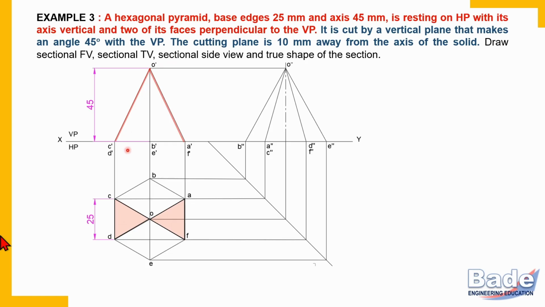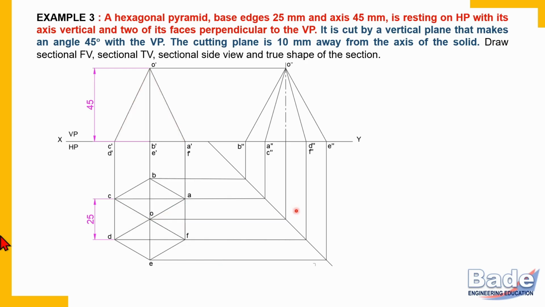Now listen to a statement I am making here, and remember, if a surface has an edge perpendicular to VP, then it means the entire surface is perpendicular to VP. One second, listen. If a surface has an edge perpendicular to VP, then entire surface is perpendicular to VP, and that is why we started with two of its base edges vertical.